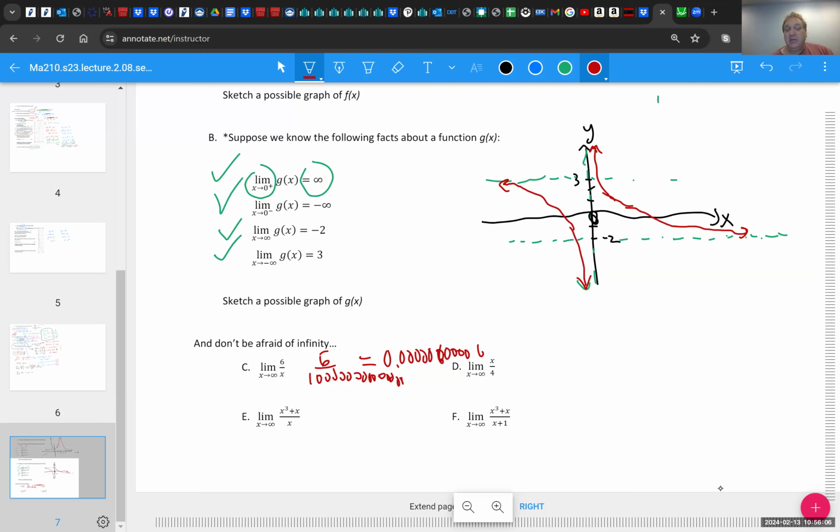So what happens as x goes to infinity? Well, the y value gets closer and closer to 0. So even though we can't really understand infinity as a value, we know that the limit as x approaches infinity of a number like 6 divided by x is equal to 0. And what about example D here? Example D kind of got written over a little bit there. We have x on the top and 4 on the bottom.